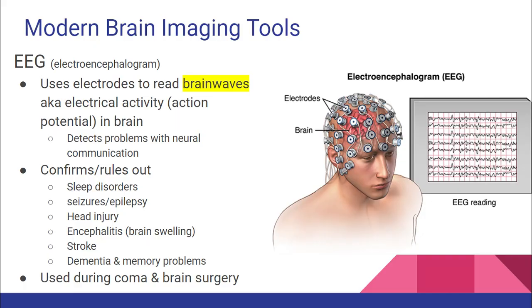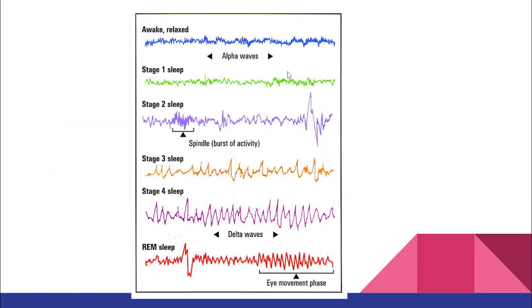Other things it can do: it can rule out or confirm seizures, epilepsy, head injuries, stroke, memory problems, things like that. It's also often used when patients are in a coma or during brain surgery to keep track and make sure that the brain is functioning normally.